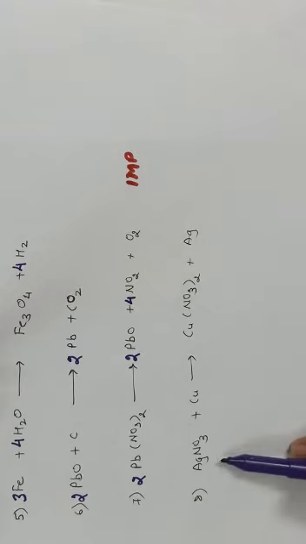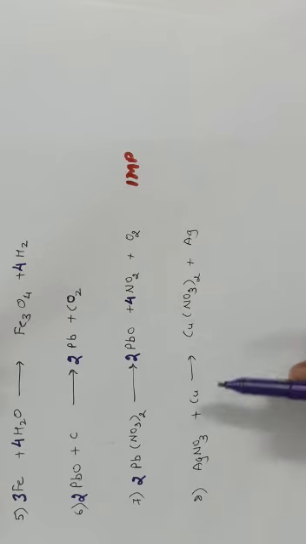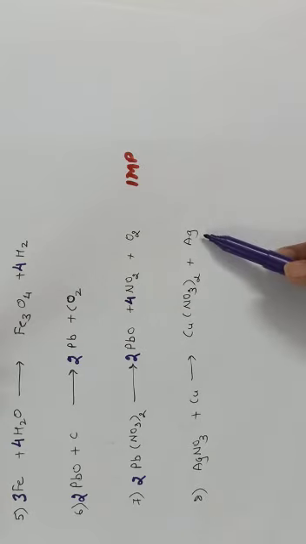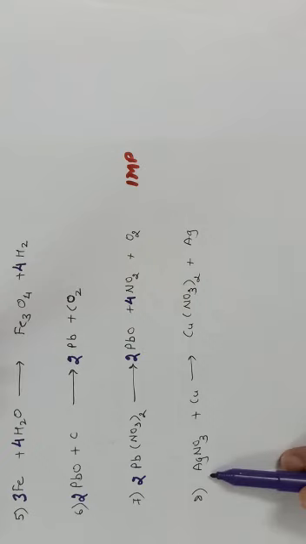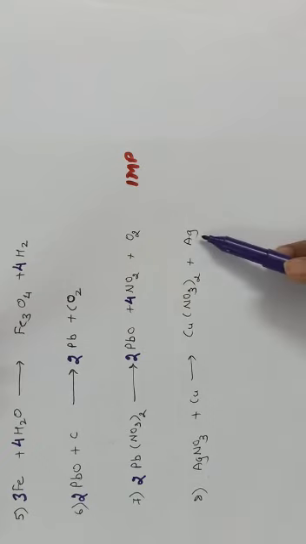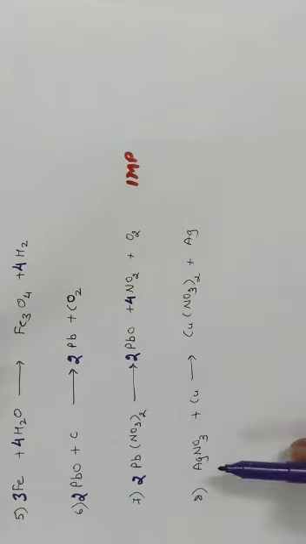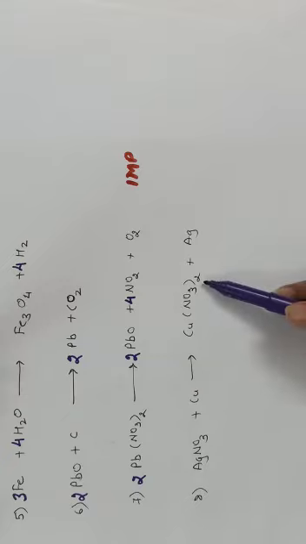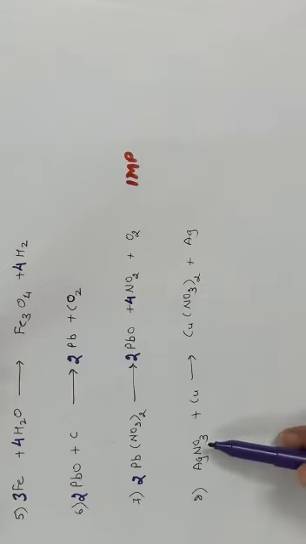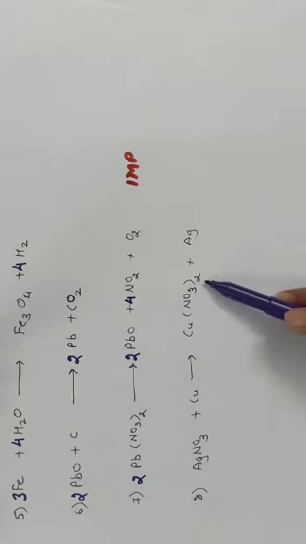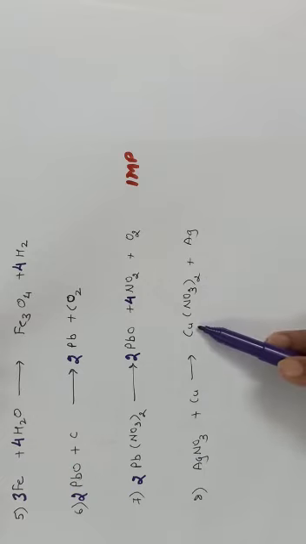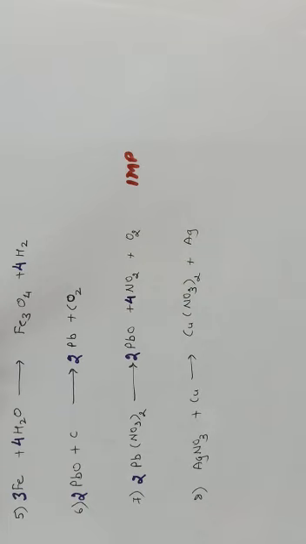Last example for today. Silver nitrate and copper react to give copper nitrate and silver. Silver, as we can see, is 1 on the reactant and product side. Nitrogen is 1, here 2. Oxygen here 3, here 6, and copper only 1. So the difference is there, and therefore again, since it's a hit and trial method, we will start with the simplest number.